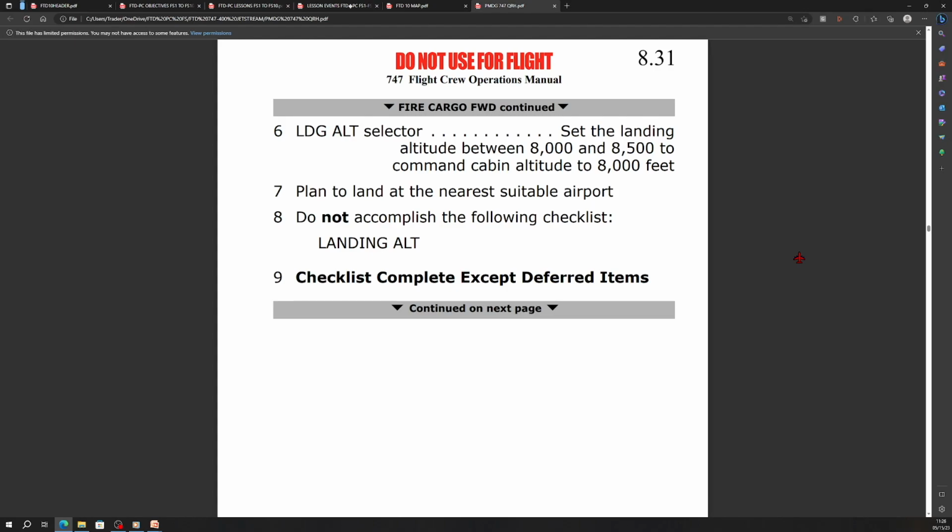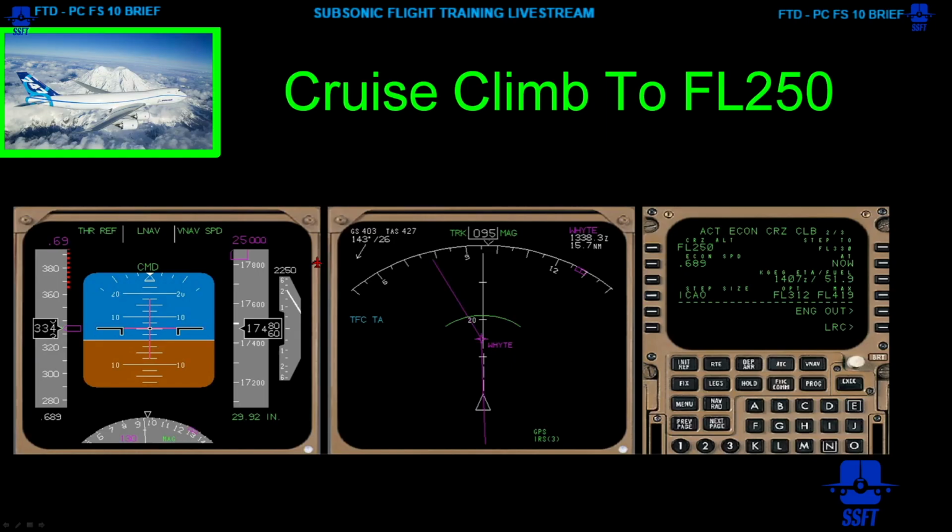And then plan to land at the nearest suitable airport. Do not accomplish following checklist, landing altitude. And then checklist complete except deferred items. We'll have that problem, but we're going to continue to Moses Lake. We're not going to divert.